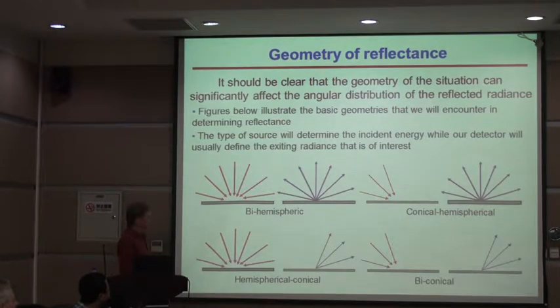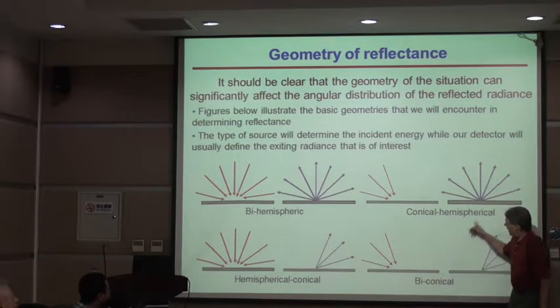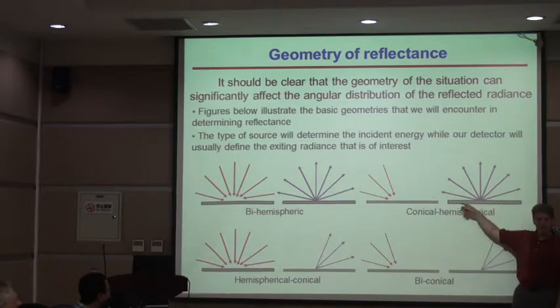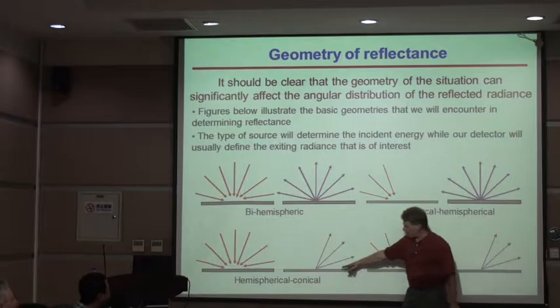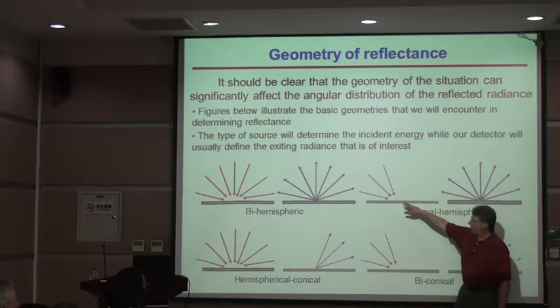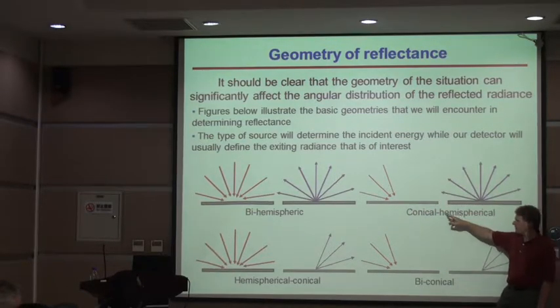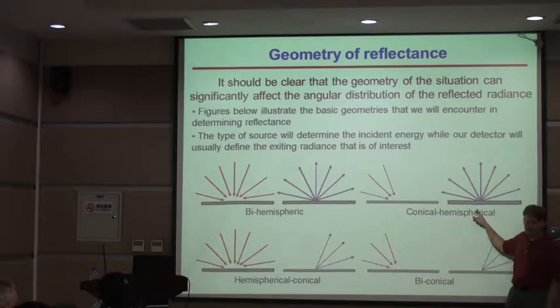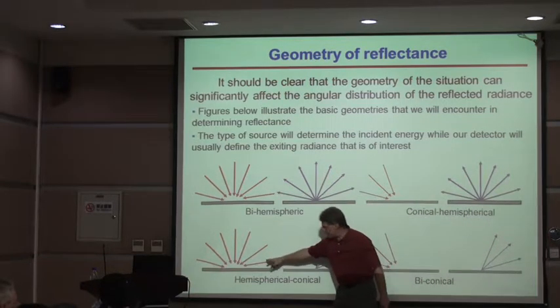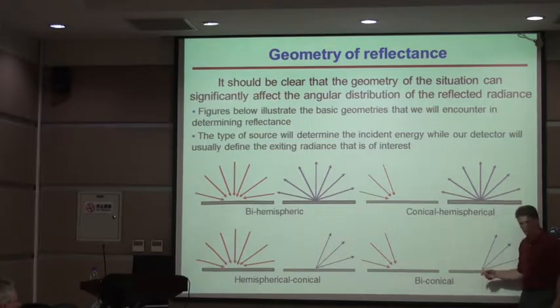And then the geometry. I just put all of them up here, but really what we're going to do is concentrate on the biconical case, and also the conical hemispheric, or likewise the hemispheric conical. It's in terms of how the light is coming in to the surface and how the light is leaving the surface. The first one is in, the second one is out. So a hemispherical conical is a hemisphere of light in and a cone coming out. And then biconical, conical in, conical out.